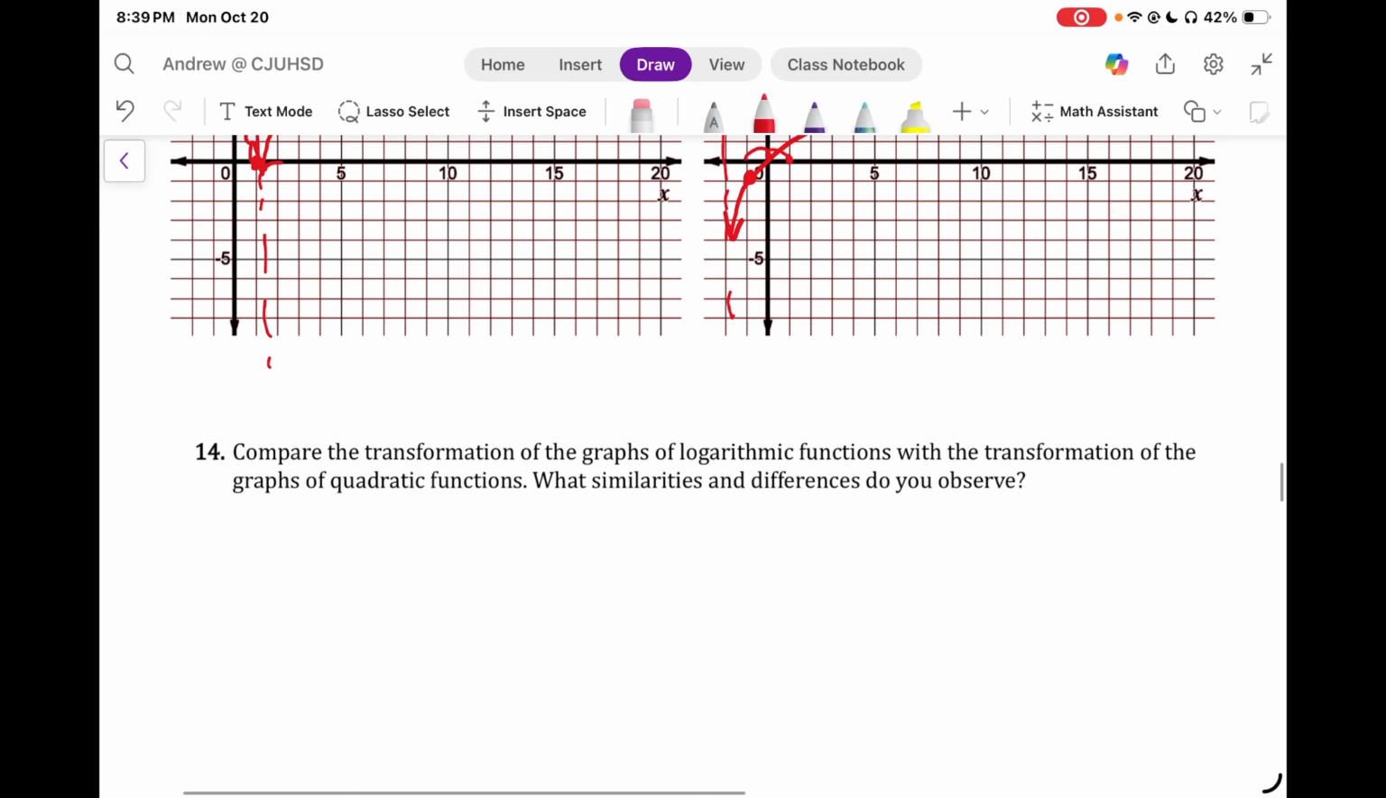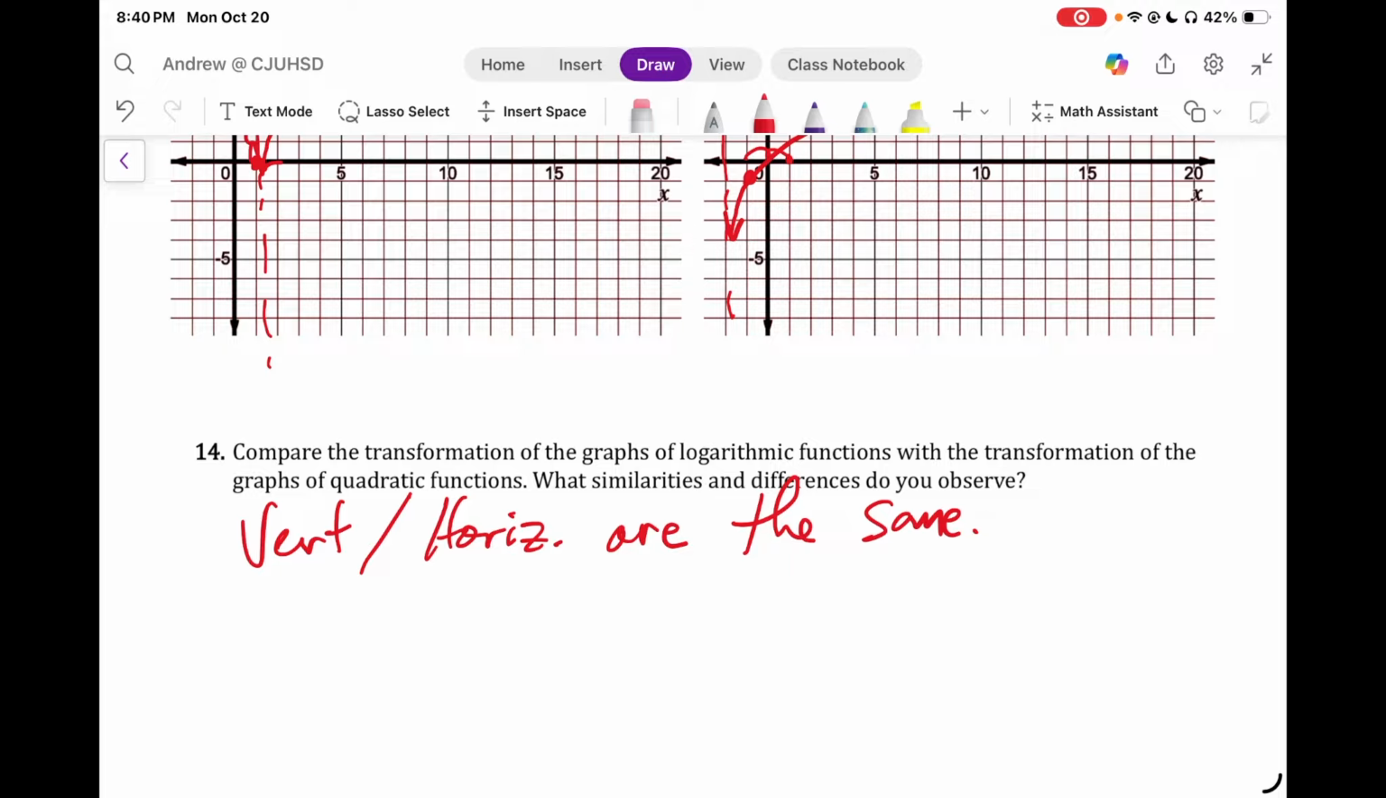Compare the transformations of the graphs of logarithmic functions with the transformation of the graphs of quadratic functions. What similarities and differences do you observe? The vertical and horizontal transformations work the same. With a quadratic function, the vertex 0, 0 is often used as a reference point. With logarithmic functions, the point 1, 0 is used as the reference point.